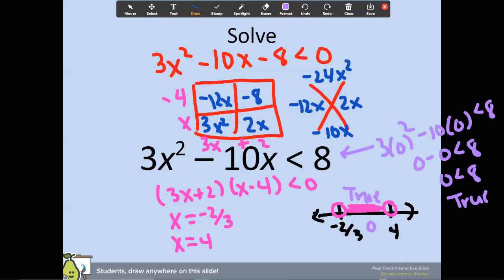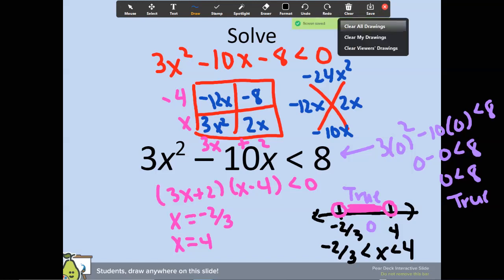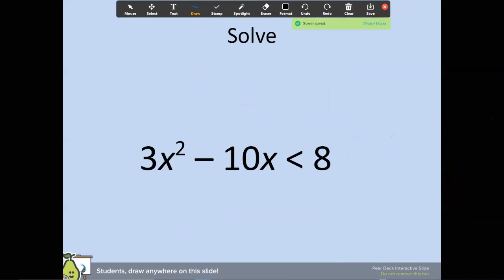Now, my last step, I'm not done. I need to actually write out my answer. So when it's in between, start with your smallest number, negative 2/3, and then you're going to use less than or equal to, if it was solid circles. And your inequalities need to go the same direction. Less than x, less than 4, and that's your answer. Okay. Next problem.